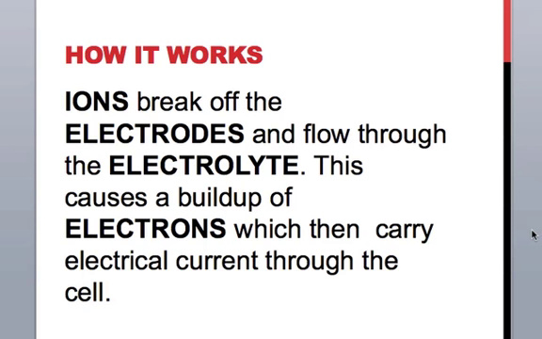In summary, the basic way that this galvanic cell works is that ions break off the electrodes, flow through the electrolyte, and this causes a buildup of electrons on one of the electrodes, which then carry the electrical current through the rest of the cell.